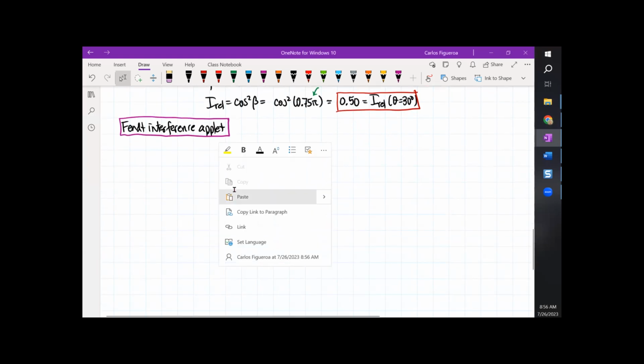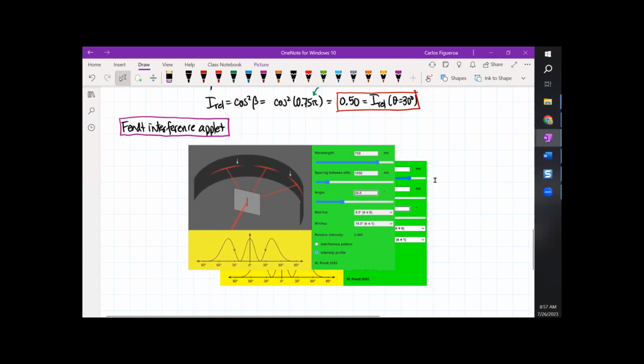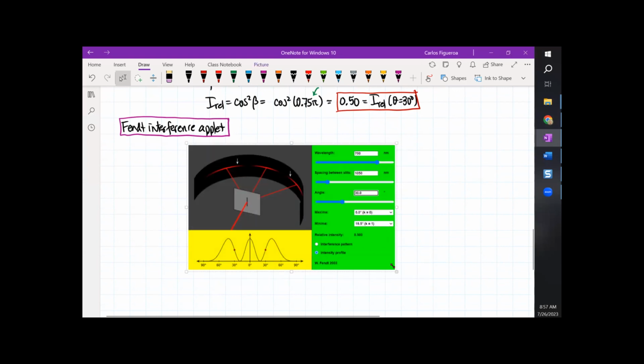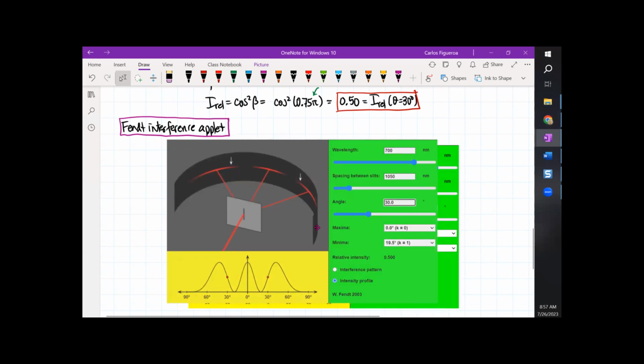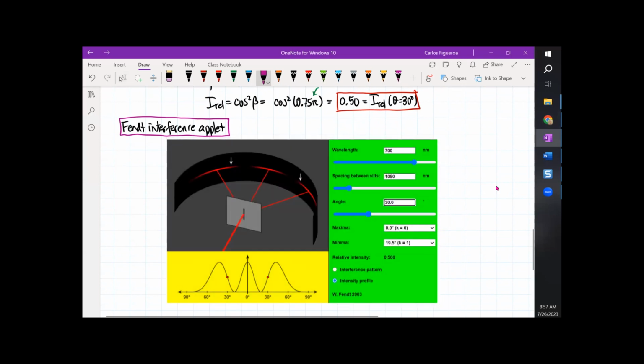So let me put this in right here. And if I look at this intensity here, let me make this a little bit bigger so it's easier to see. From these two, you can see that d over lambda, which is 1050 over 700, is exactly 1.5. And you can see right here, I'm looking at this angle, 30 degrees, and look at the relative intensity. It's exactly what we just calculated.